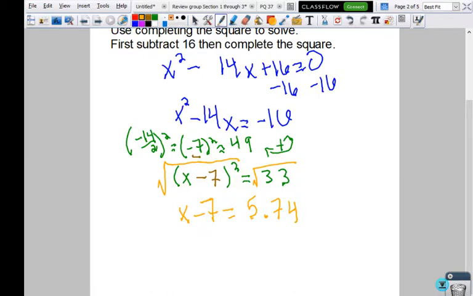So the thing with today, you will get a lot of decimals. You're going to get a lot of decimals today, which is fine. So we square root first. I get 5.74 and negative 5.74. And then we have to keep going. We have to add 7 everywhere. And we're going to get x equals, what is it, 12.74.